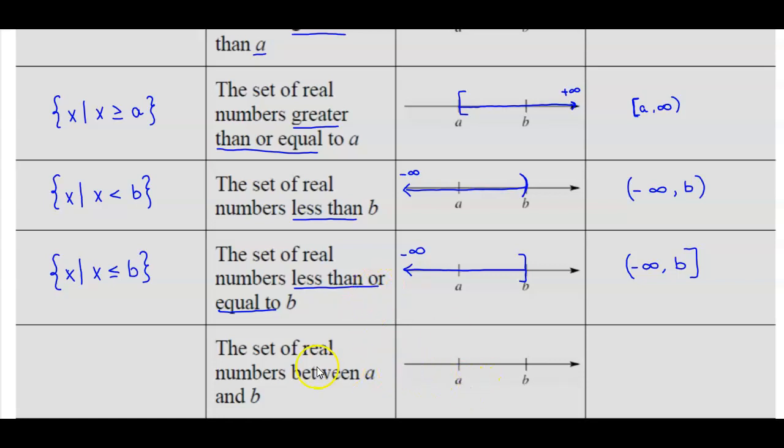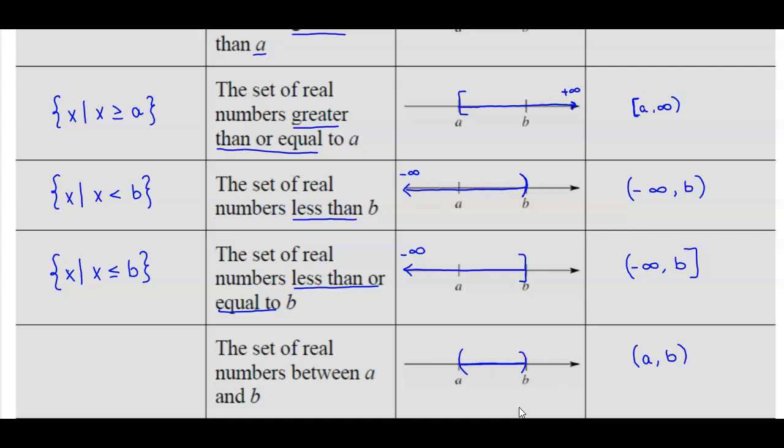Okay, let's take a look at this one down here. It says the set of real numbers between A and B. So the set of real numbers between A and B would be two parentheses because they're not telling us to include it. And then we draw a line underneath in the middle of it to denote that it's all the numbers that are between A and B. So how do we write this in interval notation? We're going to have a parenthesis. We have an A on the left side, comma, B on the right side.